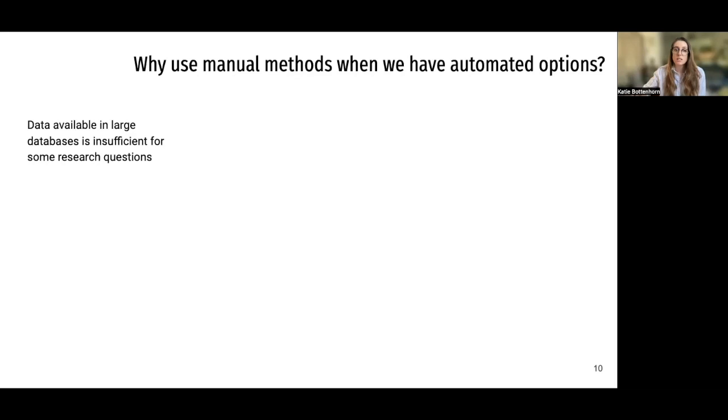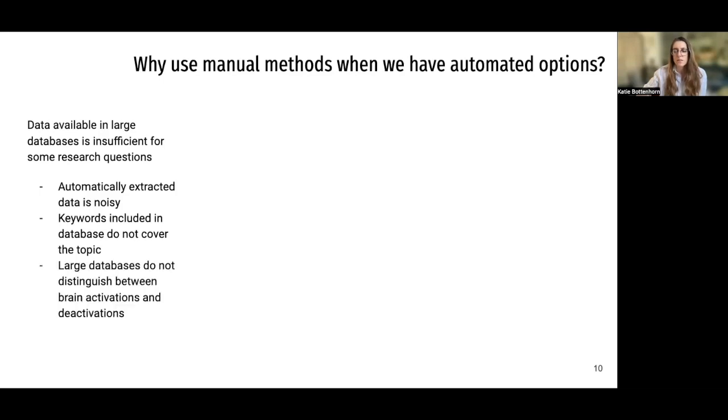And that is largely because the data available in large databases are often insufficient for our research questions. So large-scale databases are often populated with an automatic algorithm, and automatically extracted data can be pretty noisy. The keywords included in meta-analytic databases might not cover the concepts that you're interested in meta-analyzing. For example, in the case of the naturalistic meta-analysis, I think I did try searching NeuroSynth, and I think I ended up with 20 papers, so didn't quite cut it for a meta-analysis. And finally, several of the large databases available right now do not distinguish between brain activations and deactivations, which can further add noise to your meta-analysis.